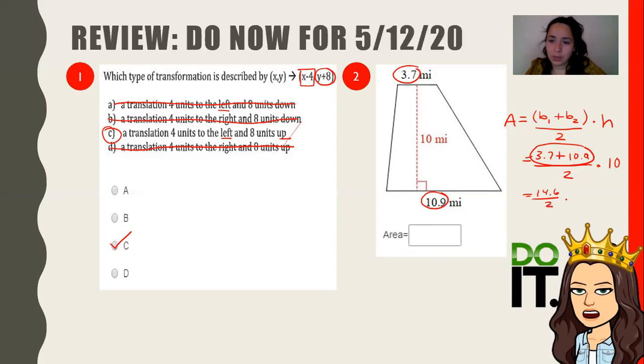14.6 divided by 2 times 10. So then I go, what's 14.6 divided by 2? That should be 7.3. And then I multiply that by 10. And that gives me 73 as my answer. So the area is 73, but then I make sure to take the units and then I square it, because for area, it's units squared.